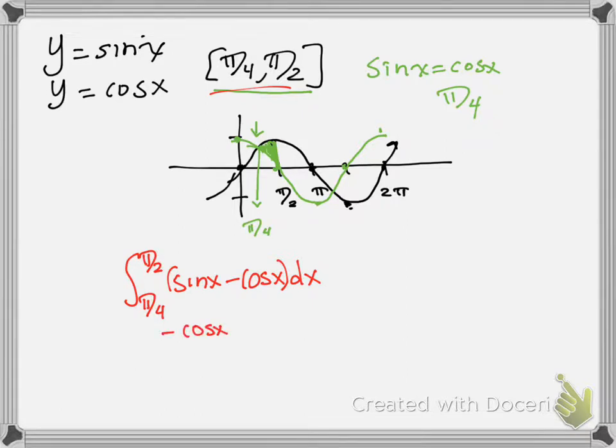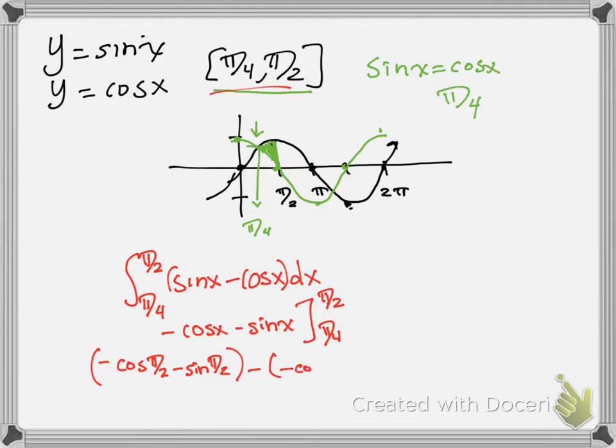And so if you integrate that, the integral of sine is negative cosine x, and then the integral of cosine is sine. So we have negative cosine x minus sine x from pi over 4 to pi over 2. So that's negative cosine of pi over 2 minus sine of pi over 2, minus negative cosine of pi over 4 minus sine of pi over 4.